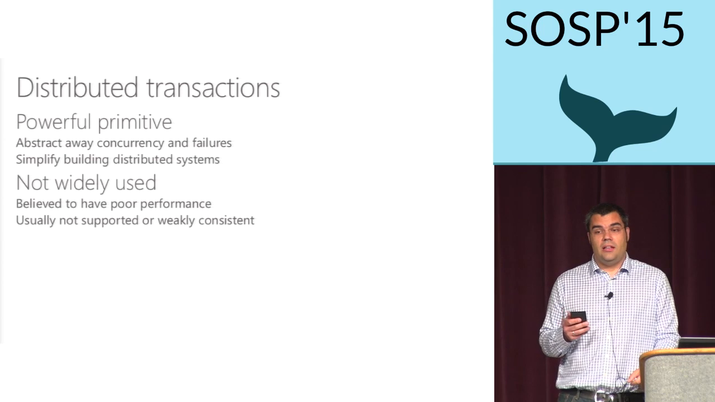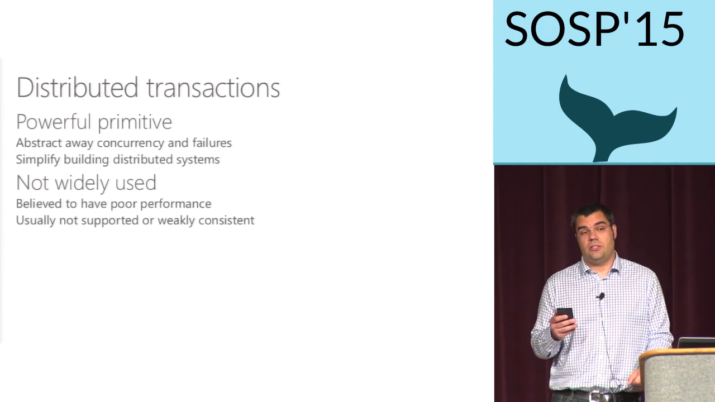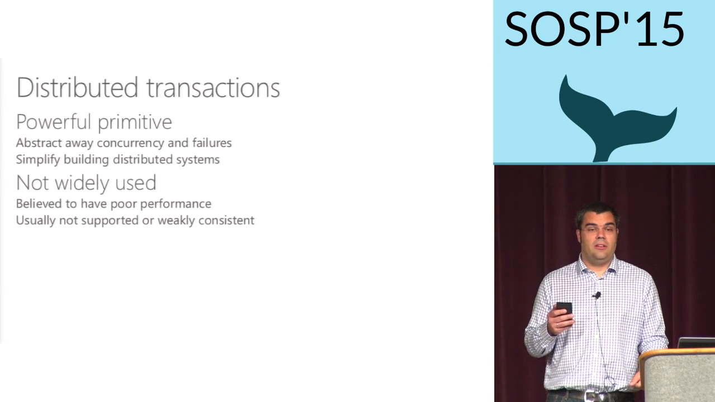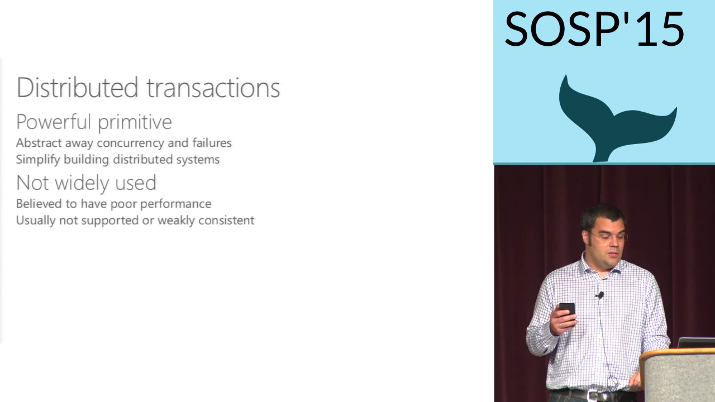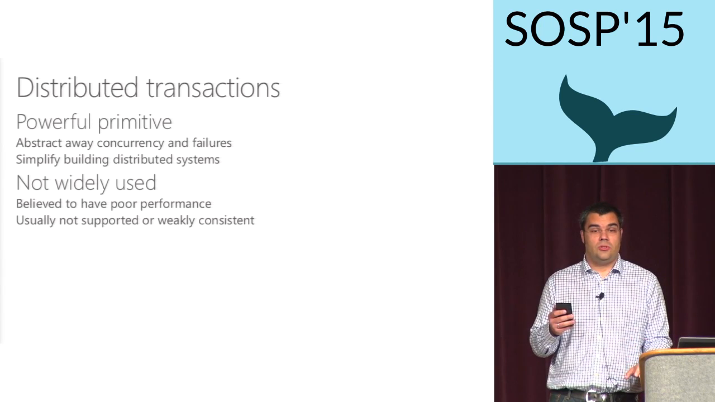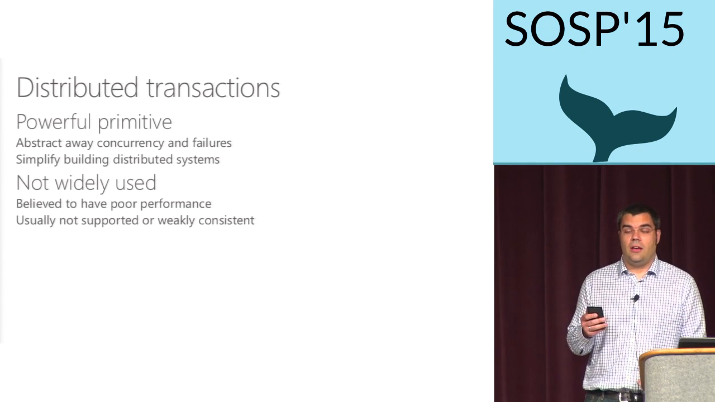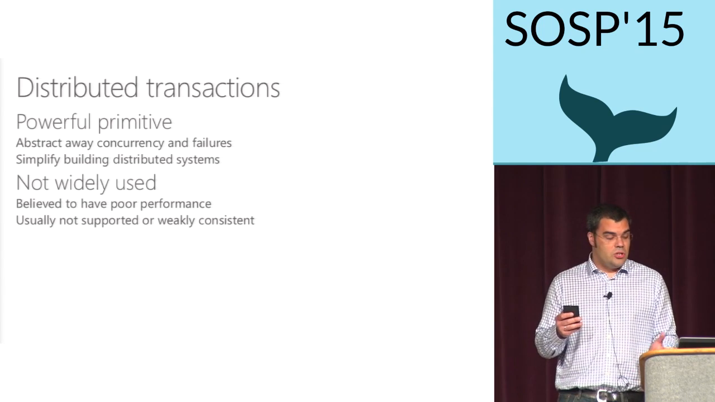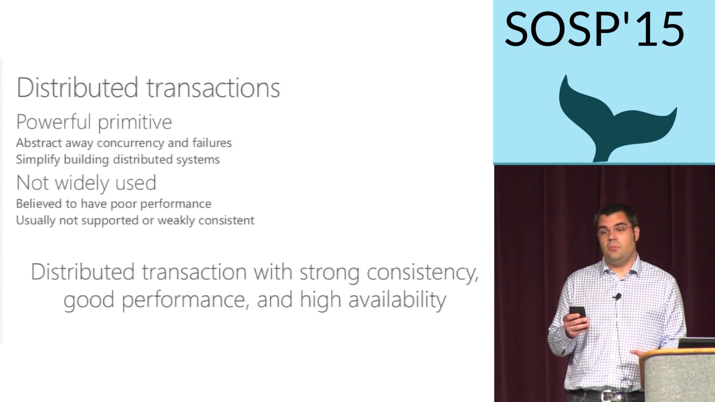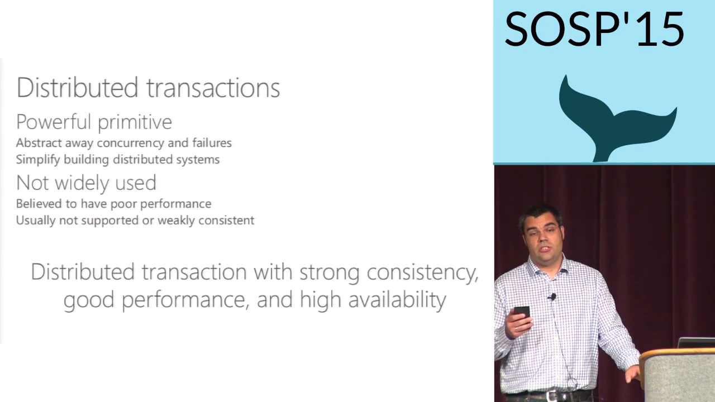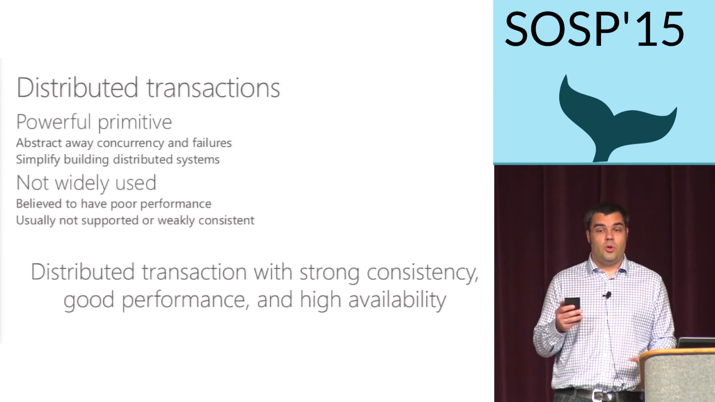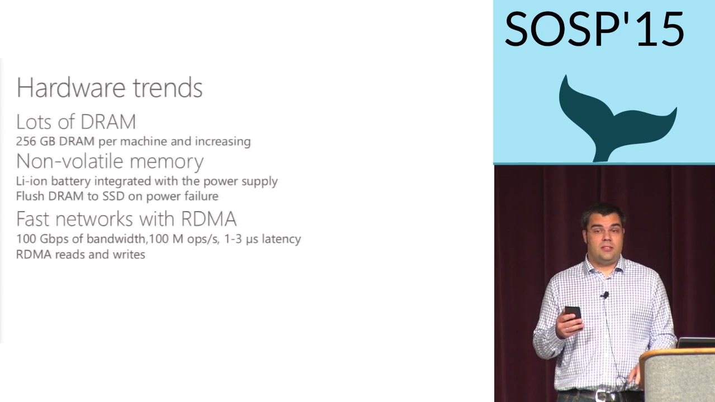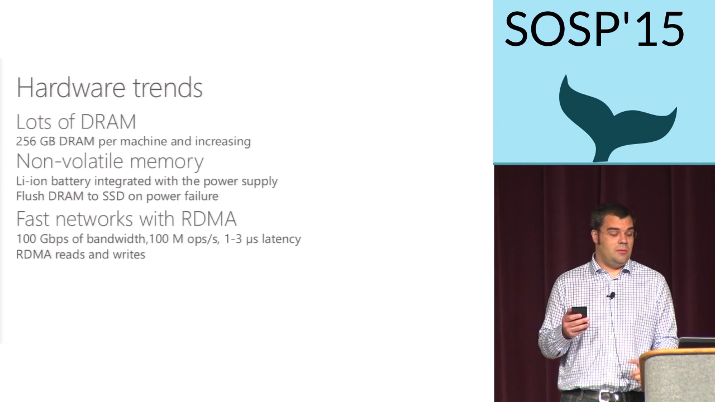Despite this, they are not very widely used in systems deployed in today's data centers. And the main reason is, as we already heard yesterday, that people believe that transactions are inherently slow. So for this reason, the systems in use today either don't support them at all, or they support some weaker form of transactions. But in this work, we show that there's no need for such compromises by building distributed transactions that have strong consistency, so that are strictly serializable, and have good performance and high availability at the same time.